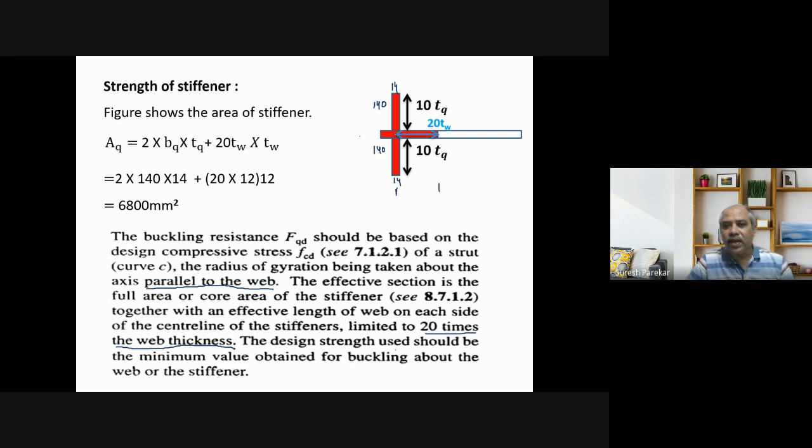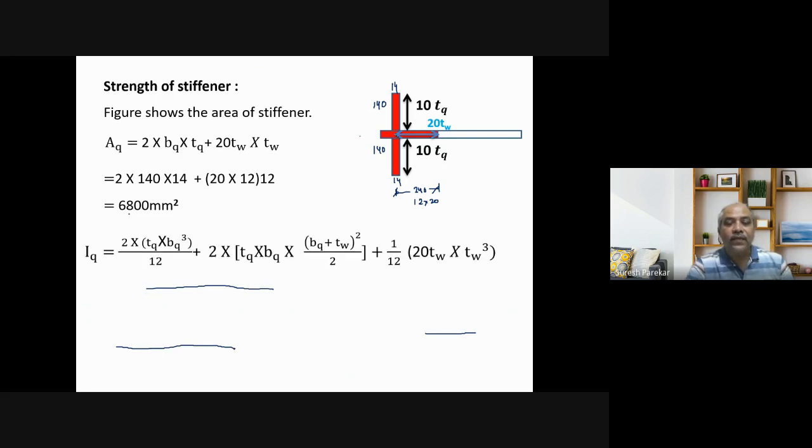So this value we are going to take as 240, that is 12 into 20 and into 12. And that area we will get as 6800 mm square. Then we have to find the moment of inertia about the center of the web, which is clearly mentioned. So we have to go to the center of the web to find the value of r, because we have to find it parallel to the axis of the web.